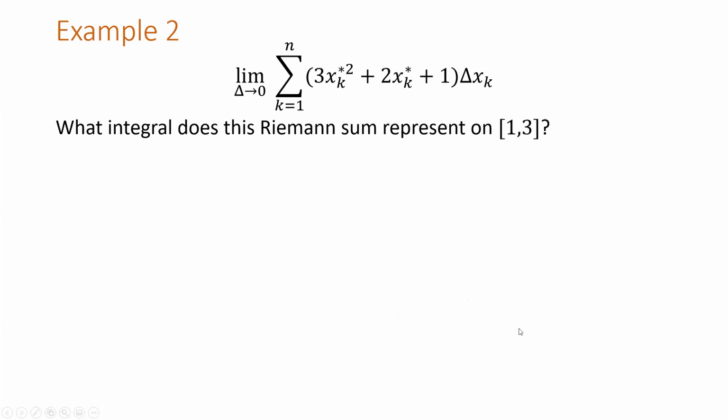But let's think about the notation here. What integral does this Riemann sum represent on the interval 1 to 3? So I think this is just kind of reminding ourselves what the notation integral from a to b of f of x dx was written as: the limit as delta goes to 0, sum from k equals 1 to n of f of xk star delta xk.